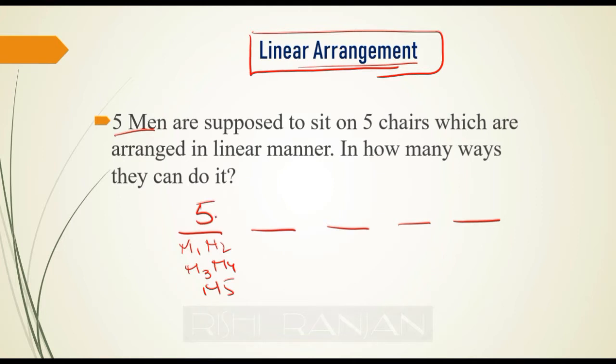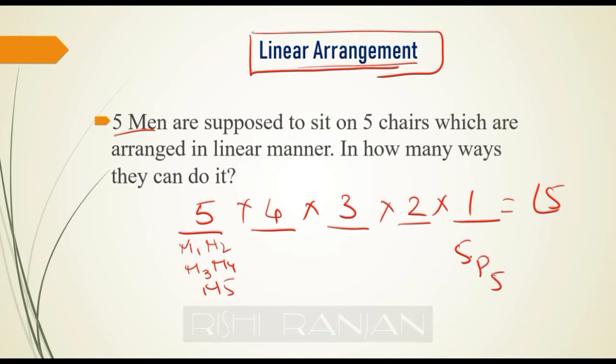Now one of them took the chair. Now the same person cannot be there on the second chair at the same time. So for the second chair we have only 4 options. For the third chair we have 3 options. For the fourth chair we have 2 options and 1 option. So it actually becomes factorial 5, which is actually 5p5. Out of 5 people, 5 people are getting arranged.